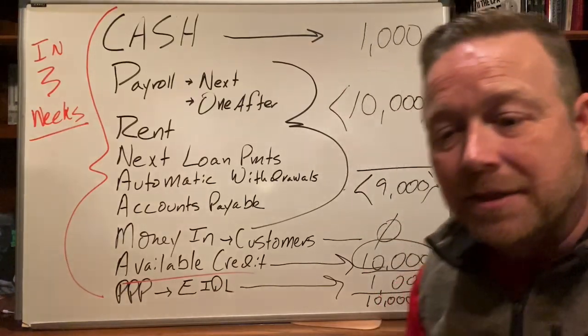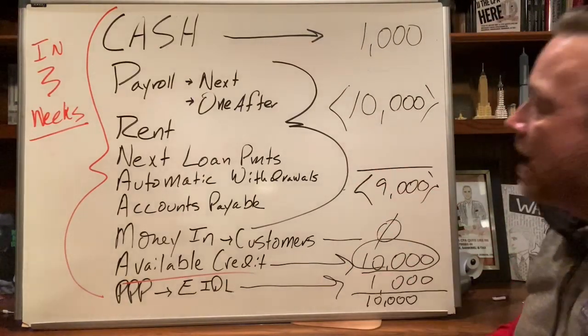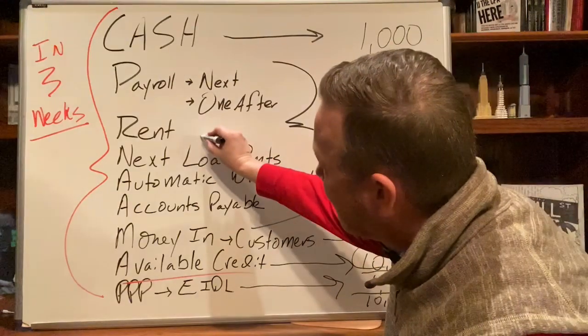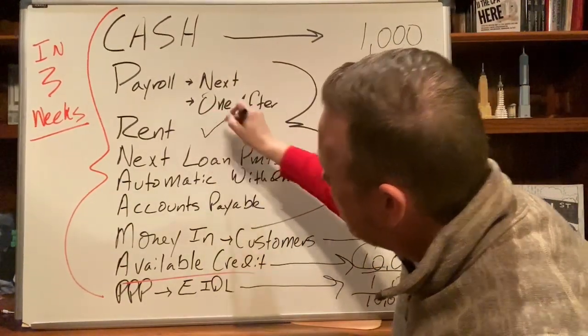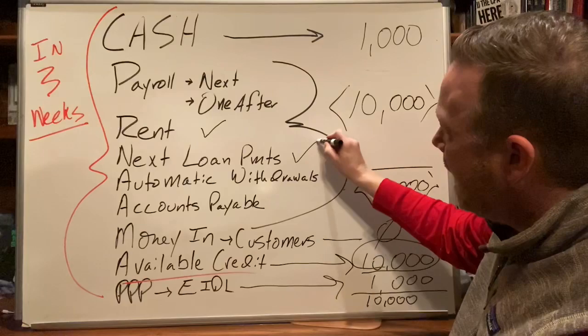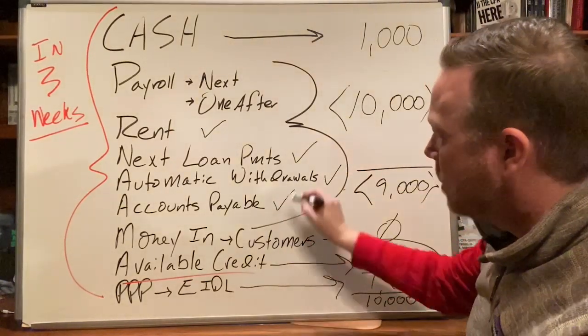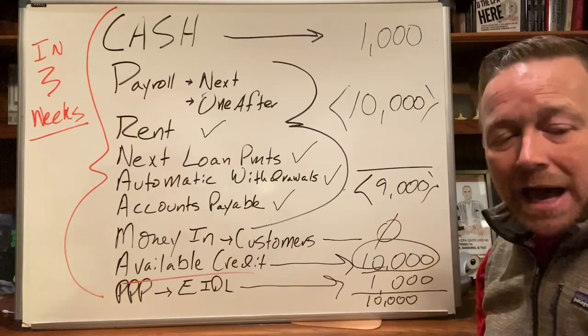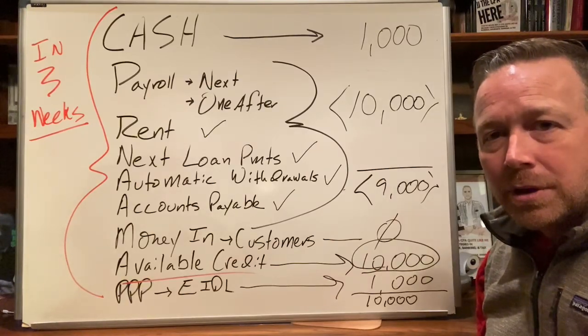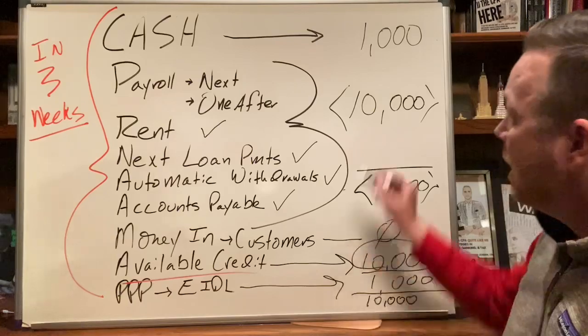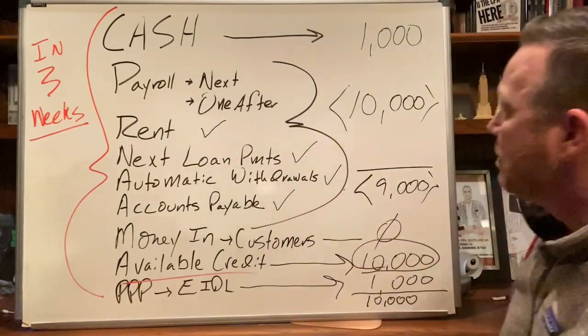So key into this, if this is 10,000, maybe you're gonna need to get a hold of the landlord and talk to him. Maybe you're gonna need to talk to your bank about the next loan payments. Maybe you need to take things off automatic withdrawal. Maybe you need to talk to your vendors and say, hey, guess what? I don't know that I'm gonna be able to pay you. Because you already know that now. Because this number is, here's what's coming up, okay?